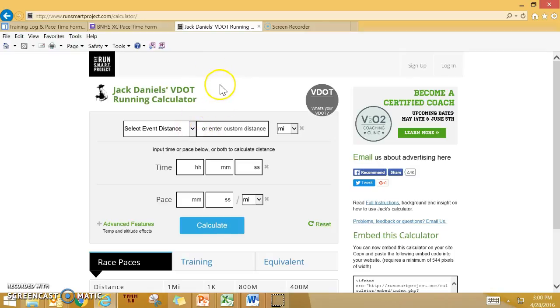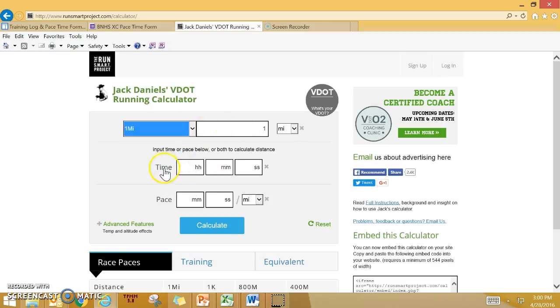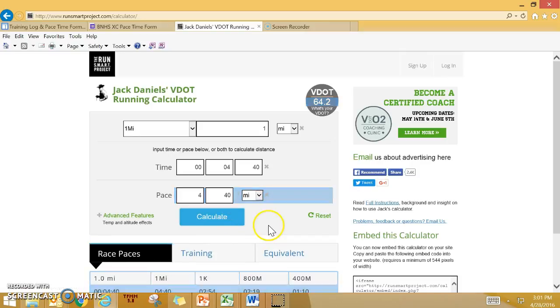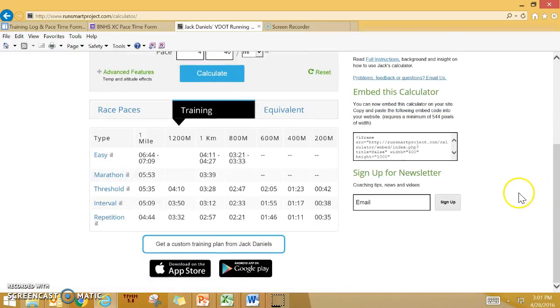So what we do is you run your mile time, and we're going to put the mile time that you ran into the calculator. The first thing you do is select event distance. It was 1 mile right here. Then we're going to put in time. So hours, minutes, we want to start with minutes. Let's say you ran it in 4:40. You're one of our faster guys. You ran it in 4:40. All you do now is hit calculate. And it's done. Then we go down here and click on training, because these are the paces that we're going to use. You see that it shows you all your training.